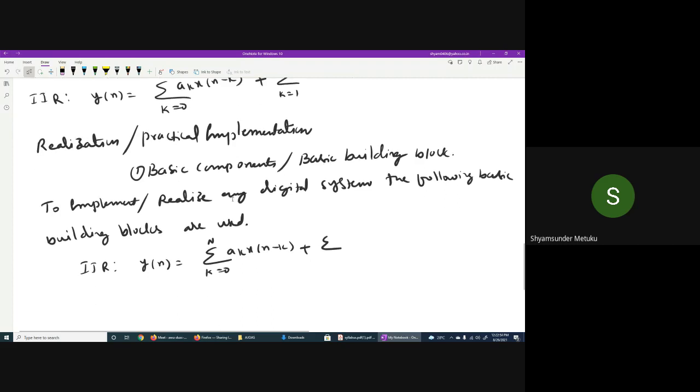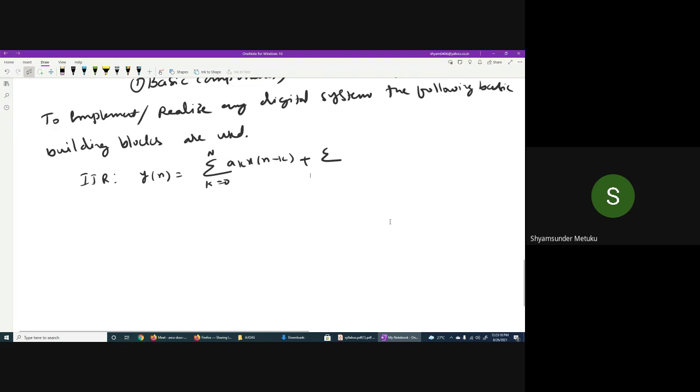Coming to the realization part of your second unit, I'm trying to take that part. Realization is all about the implementation of the system, so you can call it practical implementation. Here we mention the basic building blocks required to implement or realize any digital system. Before I write the building blocks, let me write the recursive structure, which is given by summation k = 0 to N of a_k x(n-k) + summation k = 1 to M of b_k y(n-k).